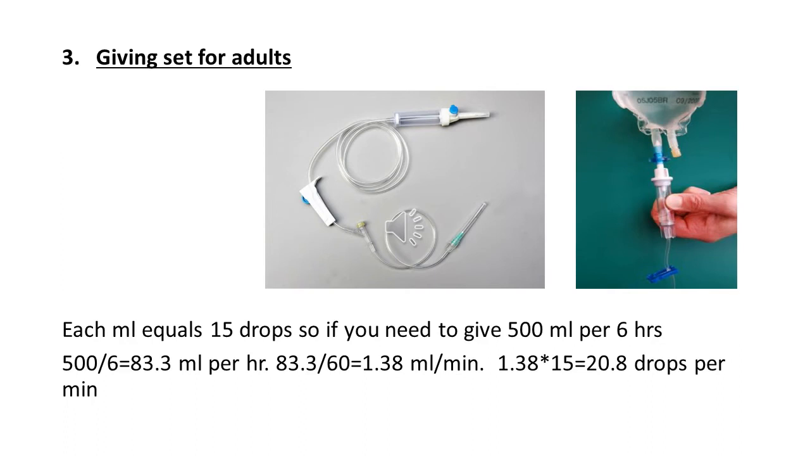If you need to give 500 ml per 6 hours, as you can see on the left side, it ends with a needle that will be placed in a cannula or inserted directly into the vein. So 500 divided by 6 equals 83.3 ml per hour, and if we divide it by 60 minutes, 83.3 divided by 60 equals 1.3 ml per minute.